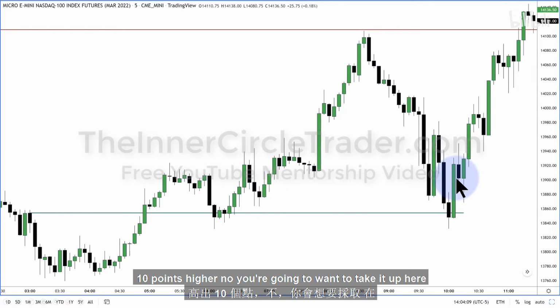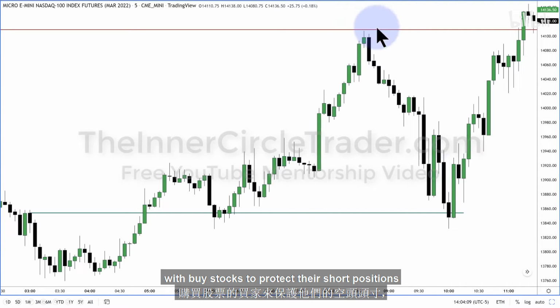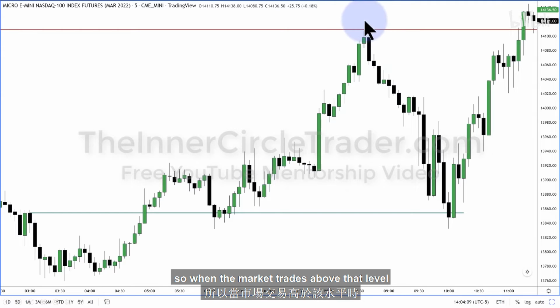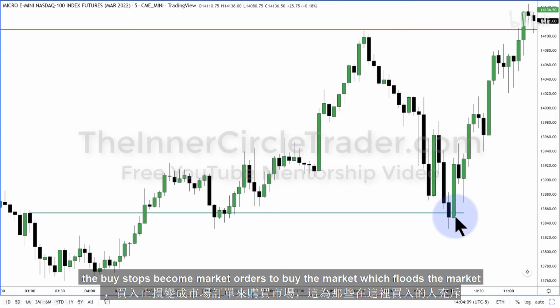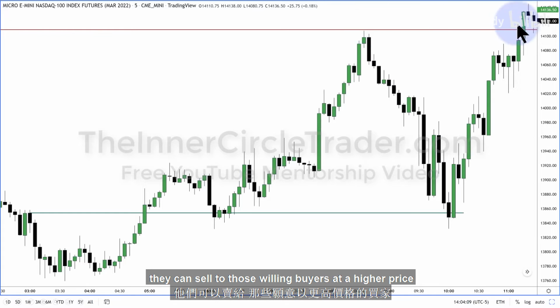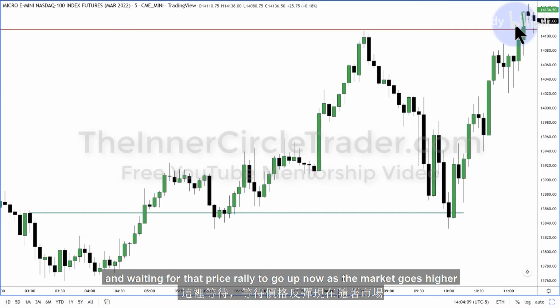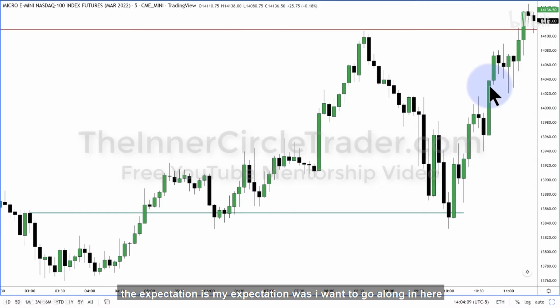6 points higher? 10 points higher? No. They're going to want to take it up here, where there's willing buyers with buy stops to protect their short positions. So when the market trades above that level, the buy stops become market orders to buy the market, which floods the market with liquidity. For those that have bought down here, they can sell to those willing buyers at a higher price, which they're waiting for down here and waiting for that price rally to go up.